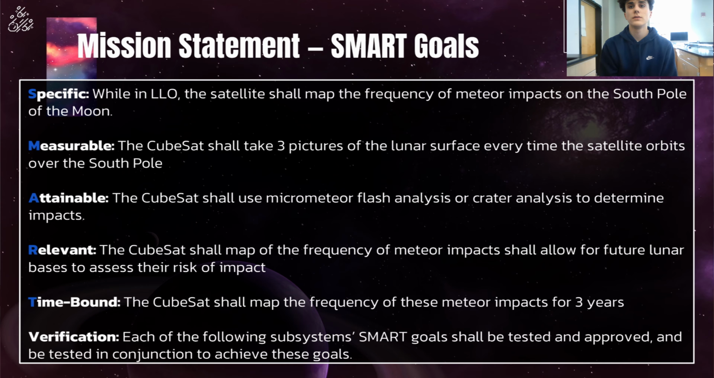impacts. Our relevant goal for the statement is that the CubeSat shall map the frequency of meteor impacts, shall allow the future lunar bases to assess their risk of impact. The time-bound goal is the CubeSat shall map the frequency of these meteor impacts for 3 years. The following subsystems' SMART goals shall be tested by themselves or in conjunction to achieve these goals.